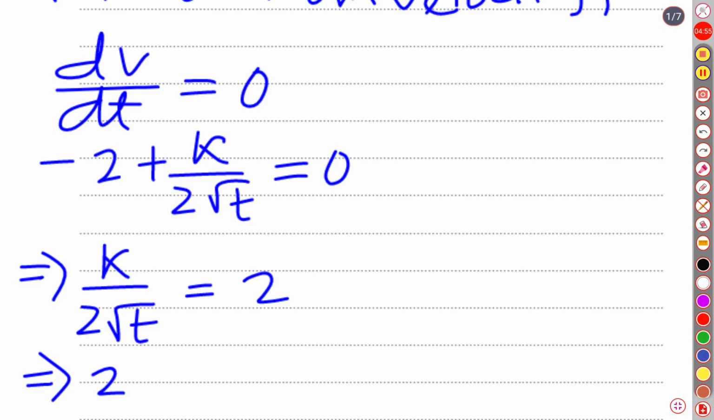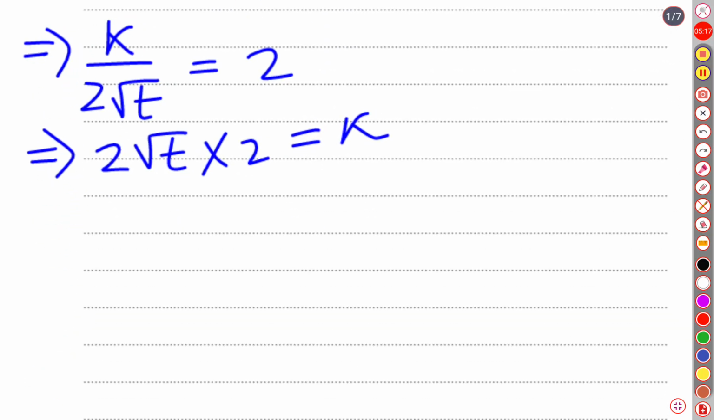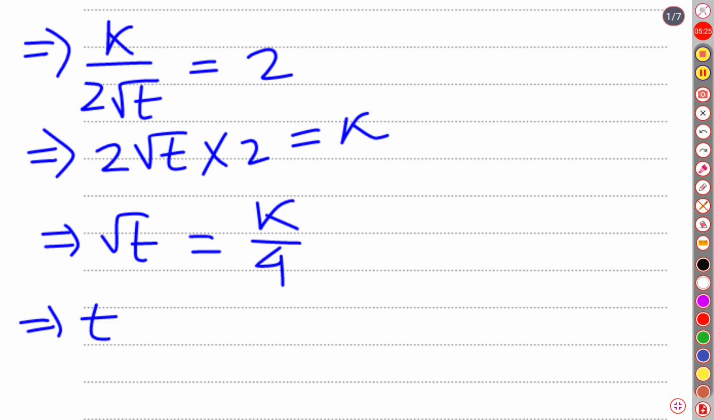So 2 square root of t into 2 is k, equal to k. If we isolate t as the subject, square root of t is actually k over 4. Hence our t, if we square both sides, is k squared over 16. This is one equation.